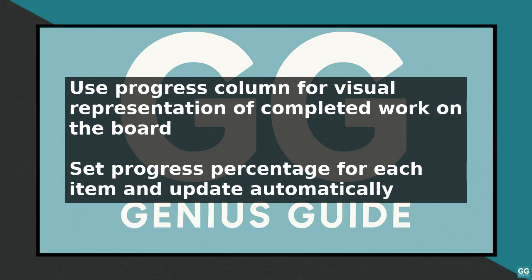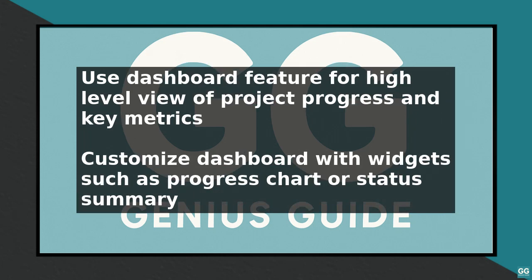To get a high-level view of your project's progress, you can use the Dashboard feature in Monday.com. A dashboard is a customizable page that allows you to see key metrics and information about your project. To create a dashboard, click on the Dashboard menu at the top of your board and select Create Dashboard. You can then add different widgets to your dashboard, such as a progress chart or a status summary, to get a quick overview of your project's progress.